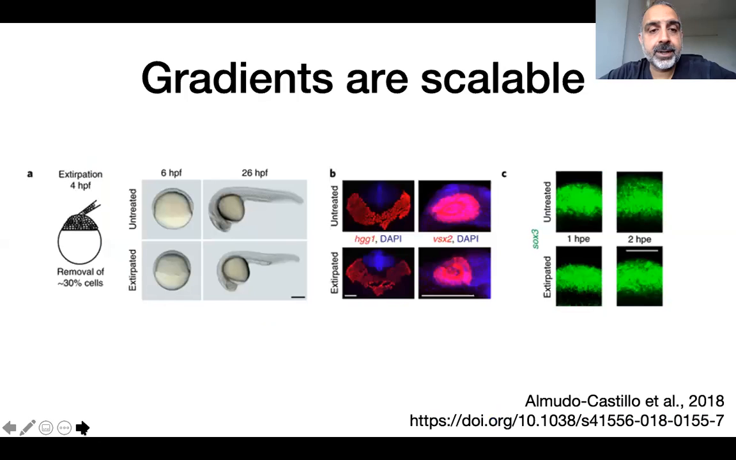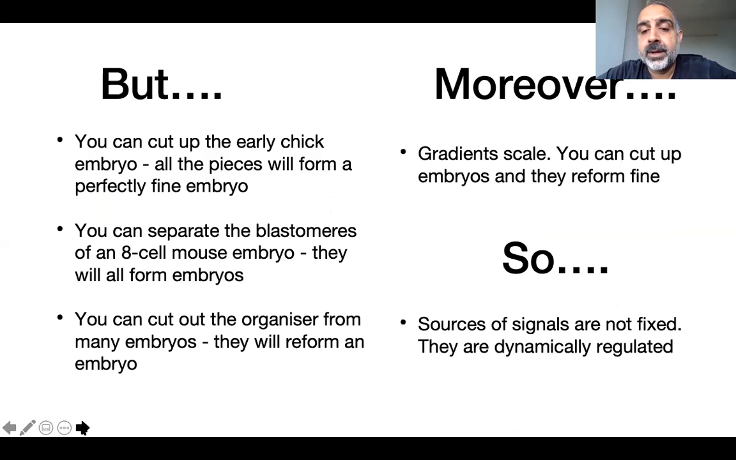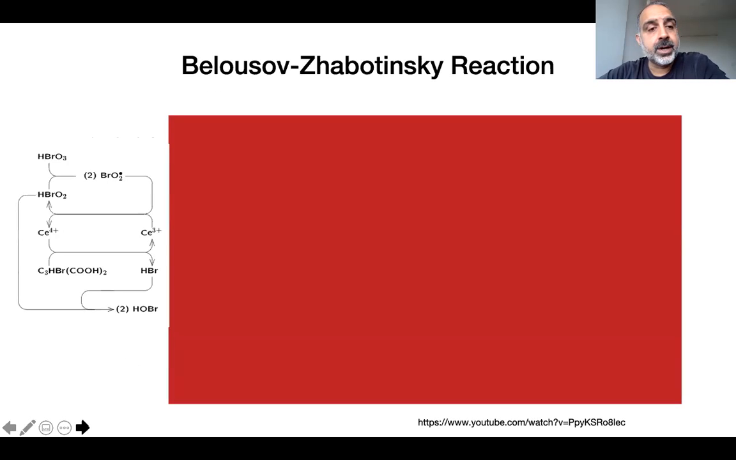So fish do it as well. Okay, and so how is this happening? What this suggests to us is that the source of signals, so the organizer, is not necessarily fixed. Even the organizer itself is under some sort of dynamic regulation, which is what we're going to talk about now.